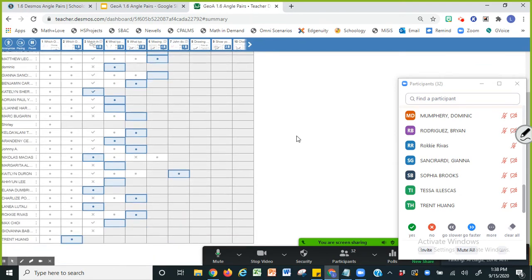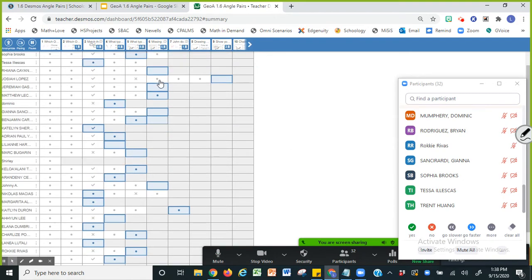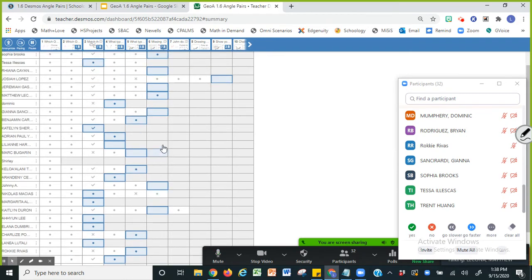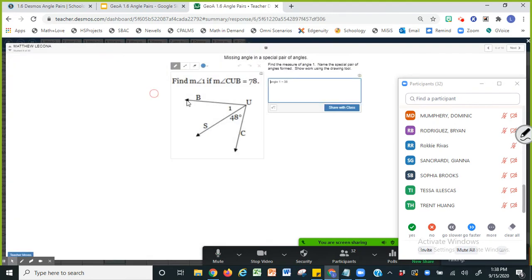Yay, there's more check marks in the third column. Miss Arciaga, can you help me with number 6? Number 6. This is Matthew, right? Yeah. Okay, I'm looking for your name. Oh, there you go. Okay. Find the measure of angle 1. Name the special pair of angles formed. Show work using the draw tool.